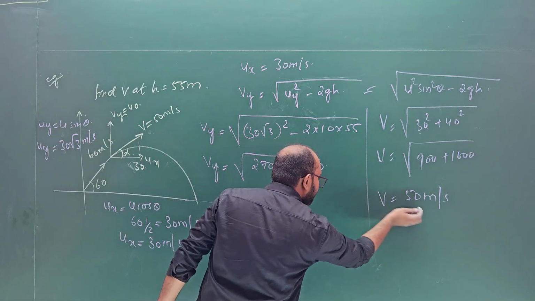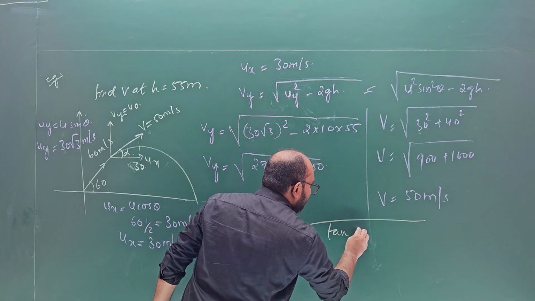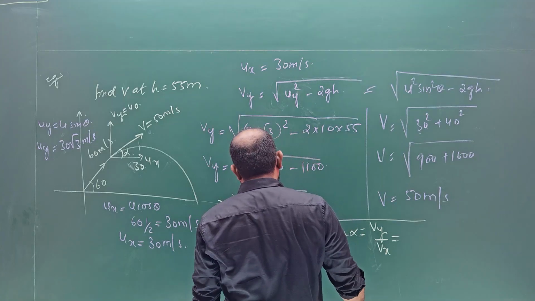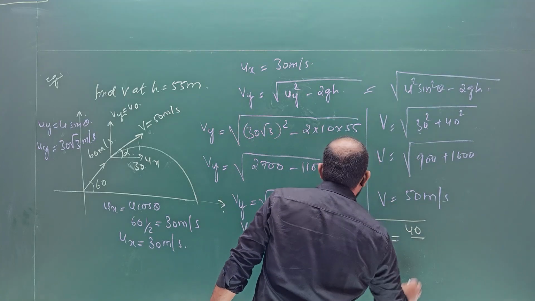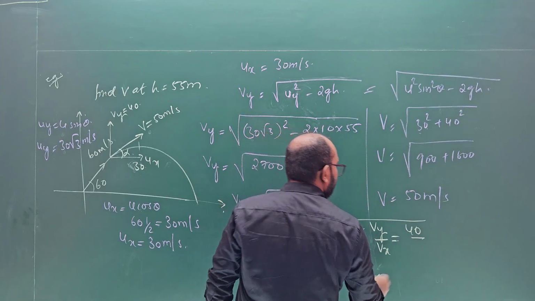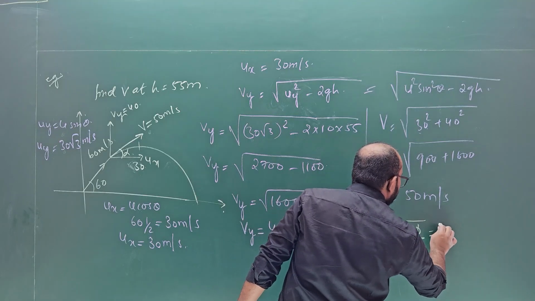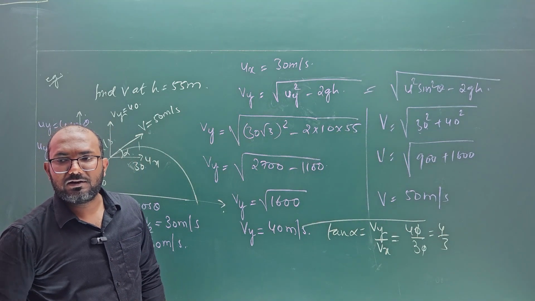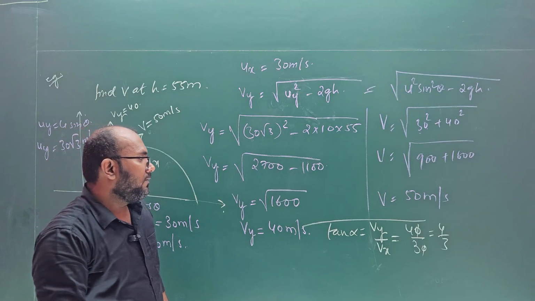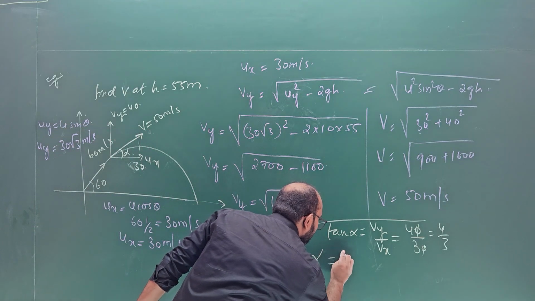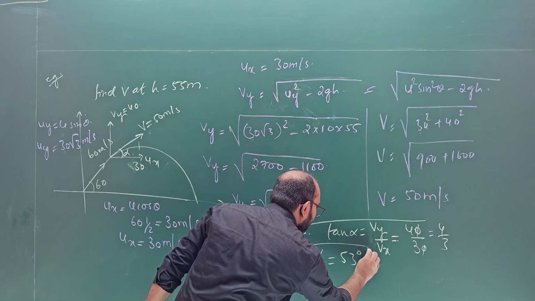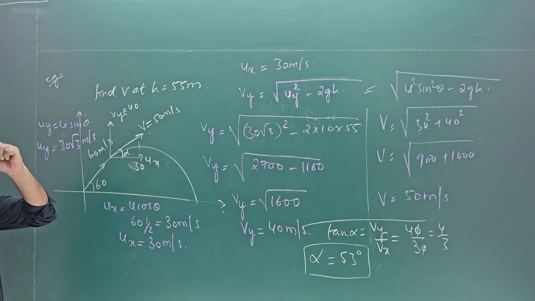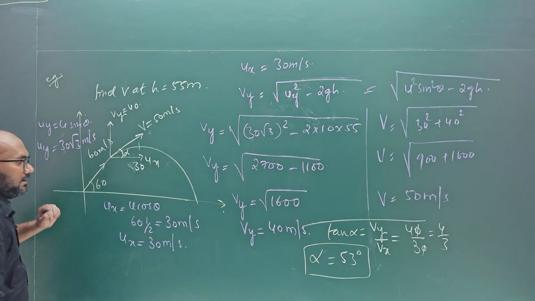Tan of alpha is nothing but Vy upon Vx, and at this point Vy we got 40 upon Vx 30. That means 4 by 3, tan inverse of 4 by 3, that means 53. So alpha we got 53 degrees. Yes or no? Similarly, we can also write this equation in the form of a vector.